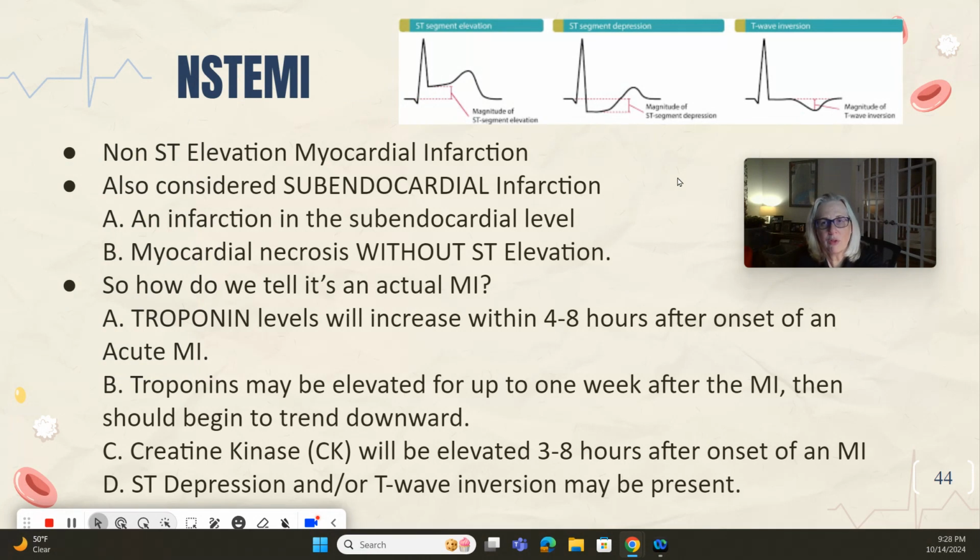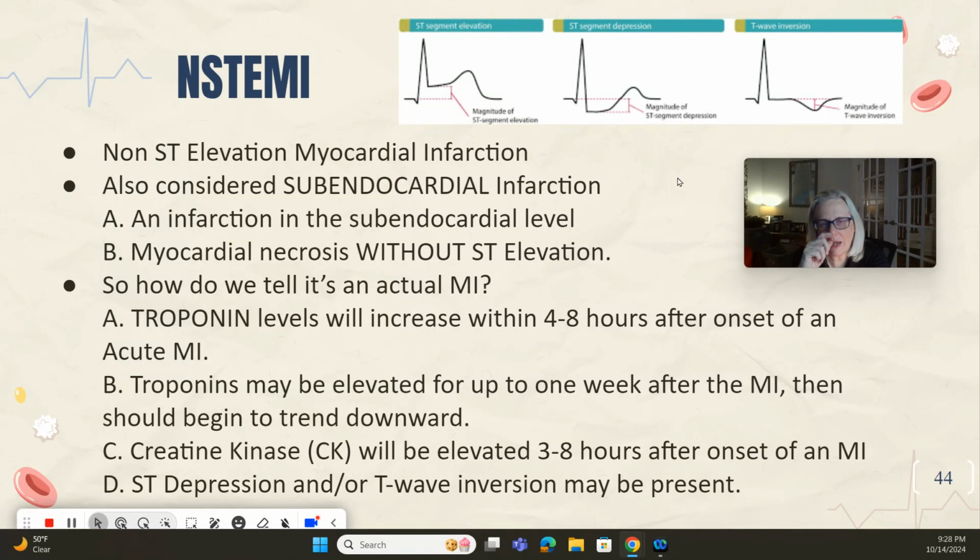So how the heck do we know they have an MI? Number one, they're going to have a ton of symptoms, right? They came in because they don't feel good. They have chest pressure, they're diaphoretic, they're gray, they're dizzy, they're having jaw pain, all the signs and symptoms that go with a heart attack. I hook them up to the EKG, and the EKG actually looks normal. We're like, I think this is probably NSTEMI.